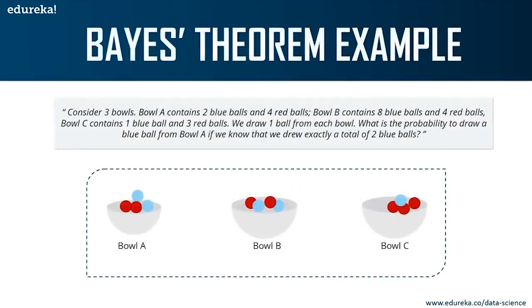Now, in order to better understand the Bayes theorem, let's look at a small example. Let's say that we have 3 bowls. We have bowl A, bowl B, and bowl C. Okay, bowl A contains 2 blue balls and 4 red balls. Bowl B contains 8 blue balls and 4 red balls. Bowl C contains 1 blue ball and 3 red balls. Now, if we draw one ball from each bowl, what is the probability to draw a blue ball from bowl A if we know that we drew exactly a total of 2 blue balls? Right? If you didn't understand the question, please reread it. I shall pause for a second or two.